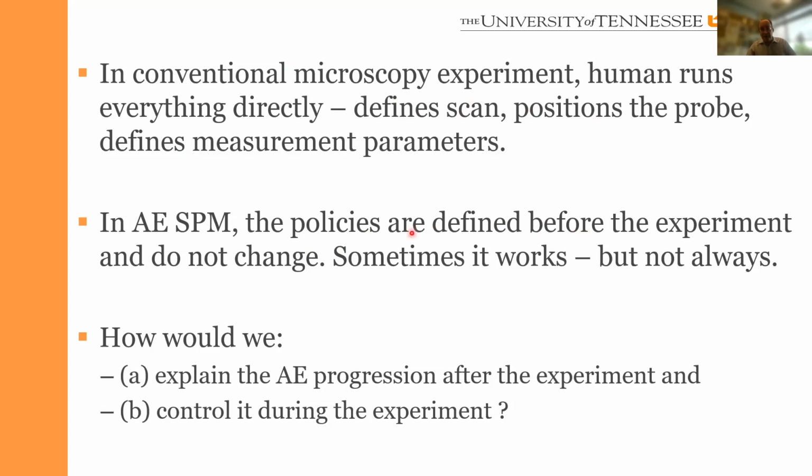So in case of Bayesian optimization, the policy is the selection of the scalarizer and the acquisition function. Sometimes it works, but it does not always work. Which basically brings us to the same question that I was going around through the whole lecture, minus the interruptions for the internet connectivity. The question becomes, how can we explain the progression of an automated experiment after the experiment? So how do we make it explainable and how can we control it during the experiment?